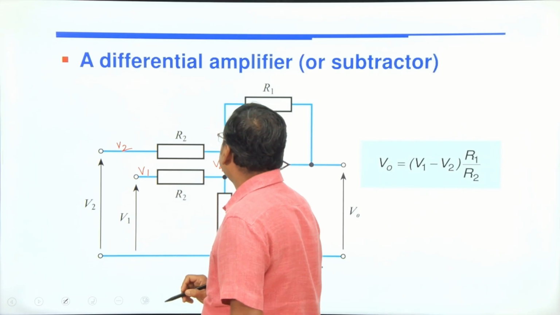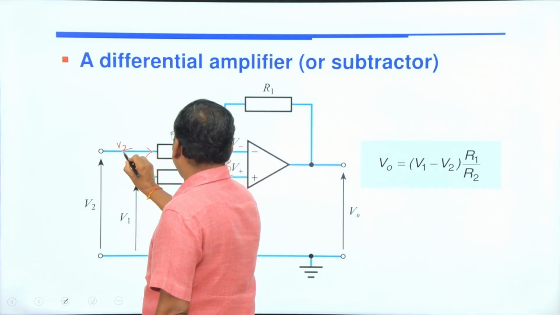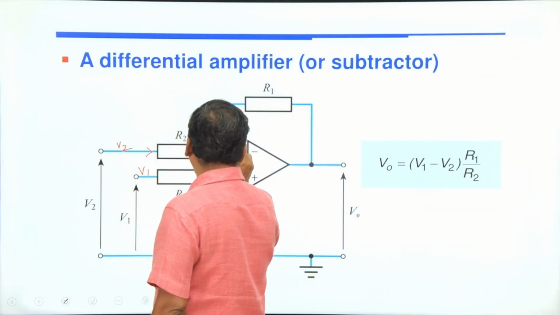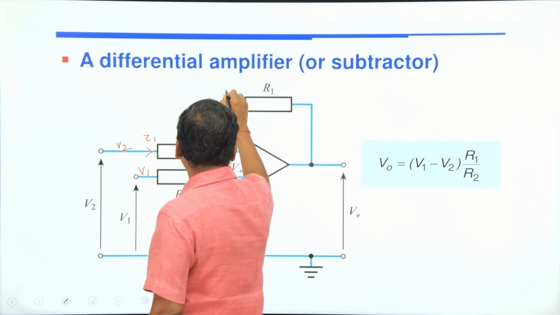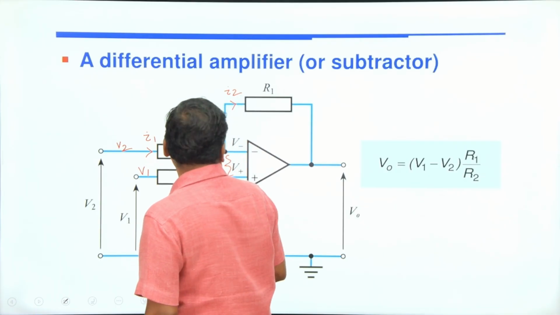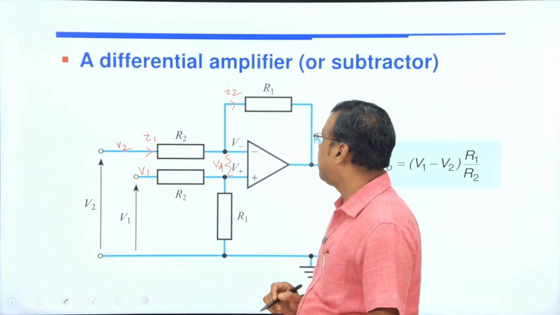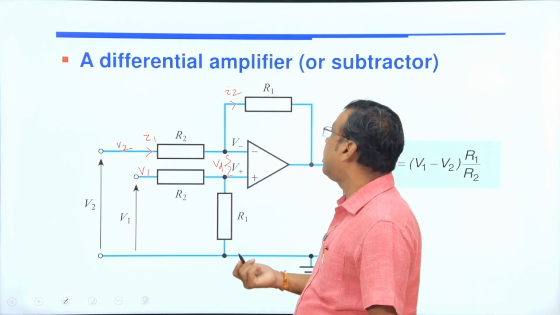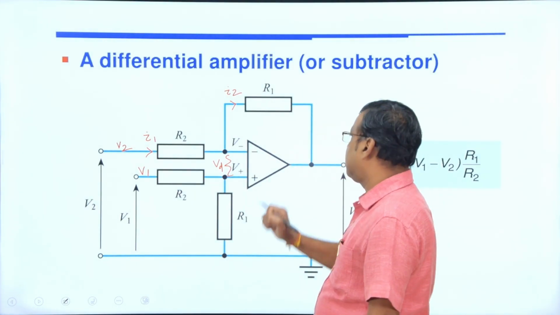Same thing, if you apply Kirchhoff's current law here, that is your V2. Suppose this voltage is V minus, let this be I1, and let this be I2. First of all, in the case of the differential amplifier, we will prove that the differential amplifier is nothing but a voltage subtractor also. It is a voltage subtractor.